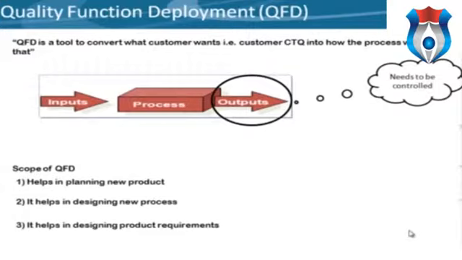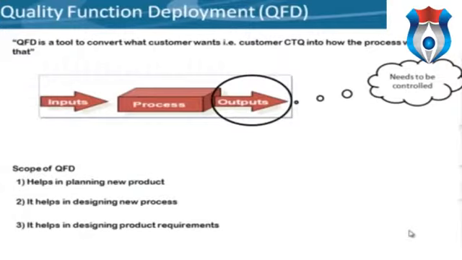We'll see an example, but now let's try to understand what the scope of quality function deployment is. Where can we use quality function deployment? See, quality function deployment is a process designing tool. You can use quality function deployment whenever you are designing a new process or you are changing a process.